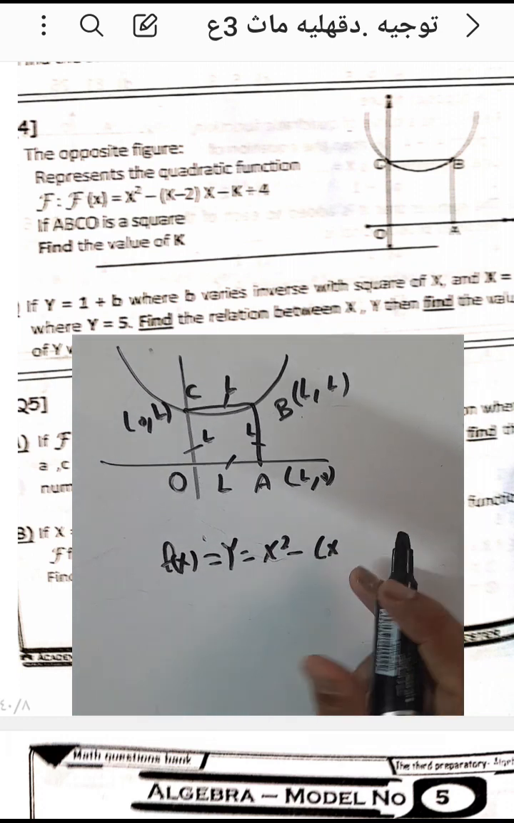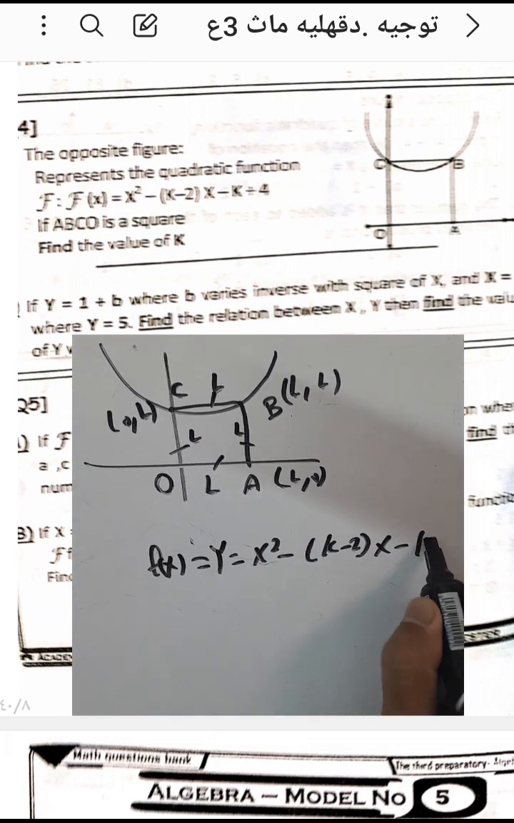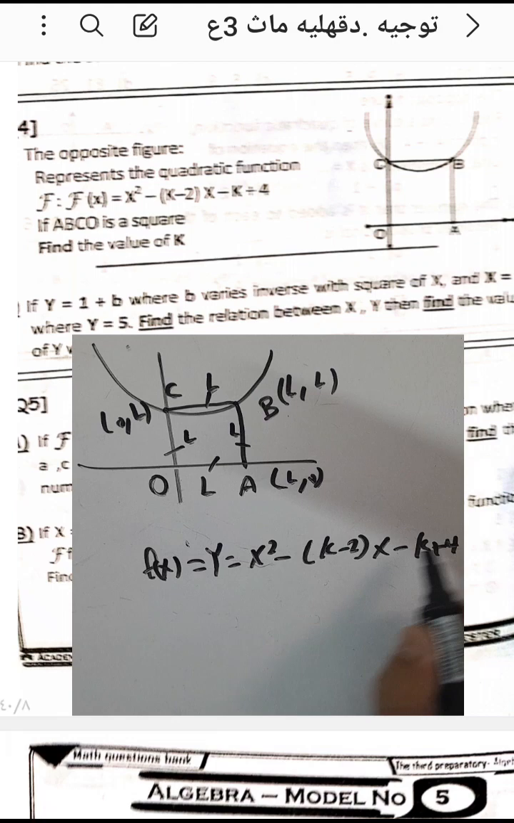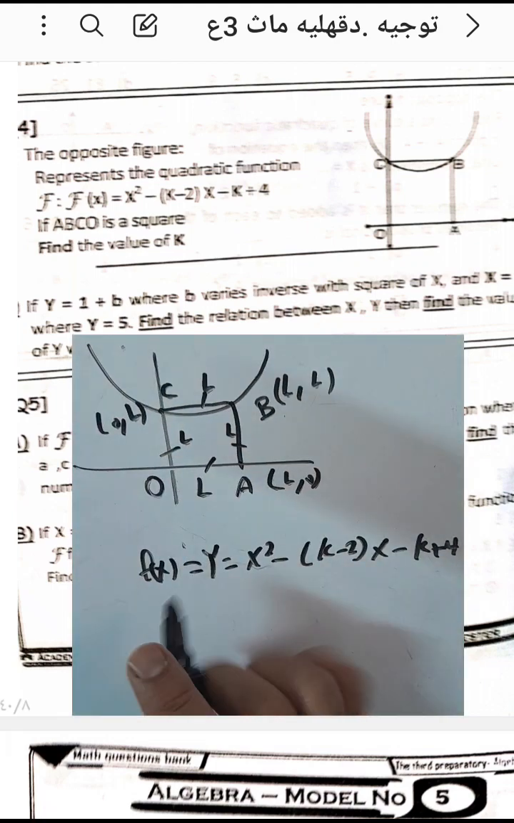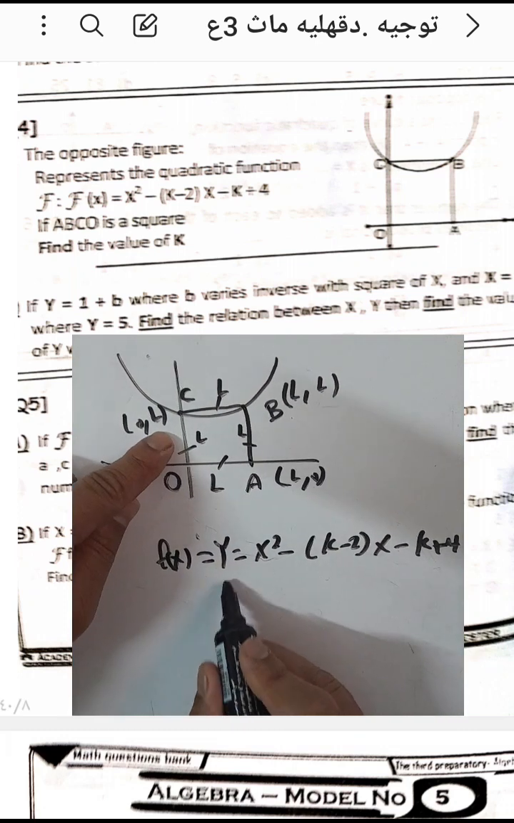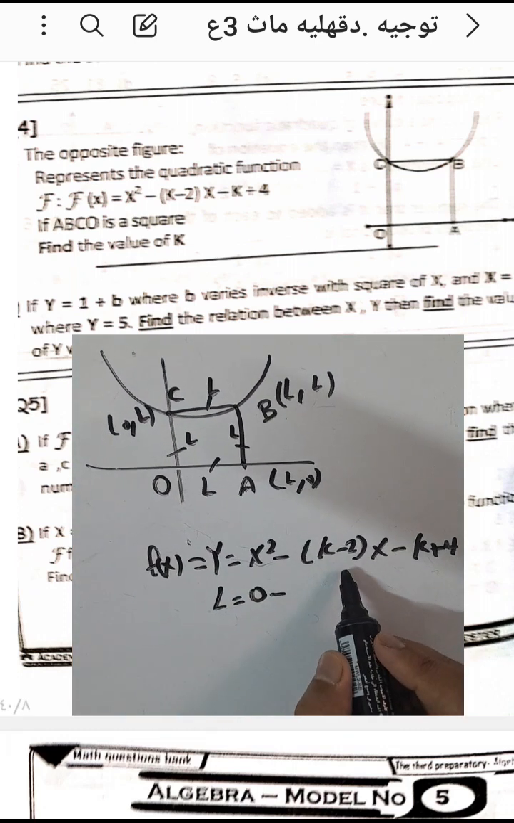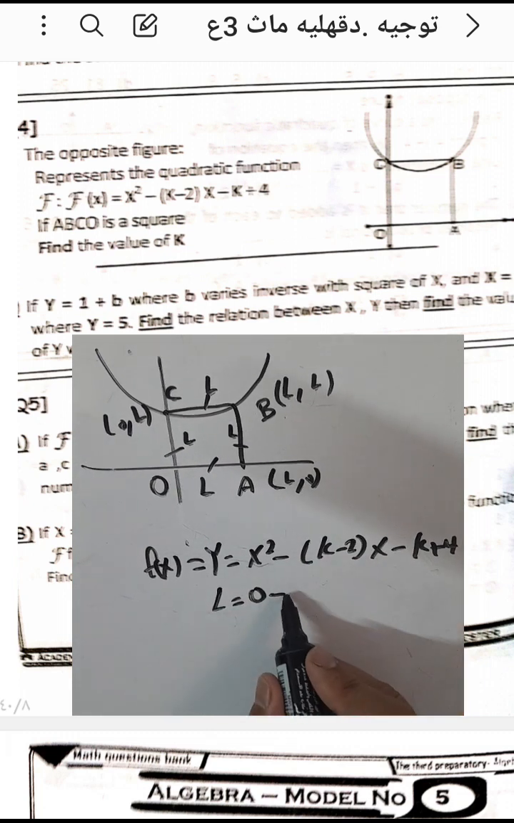(k minus 2) times x subtract (k plus 4). Then we can put this point first, because this point belongs to the function. Put y equal L and x equal 0: subtract (k minus 2) times 0, it will be 0, subtract (k plus 4).